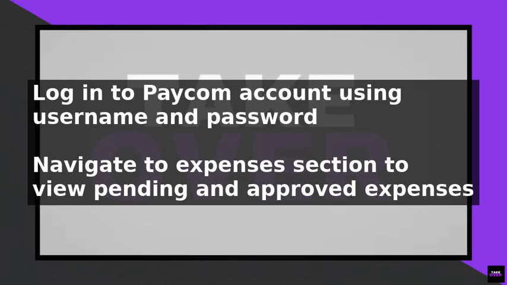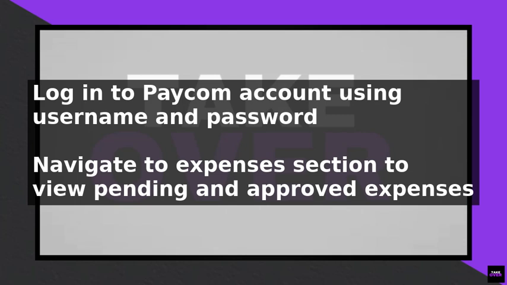To easily upload receipts and submit expenses using Paycom, follow these steps. First, log into your Paycom account using your username and password. Once you are logged in, navigate to the Expenses section, where you can view all your pending and approved expenses.